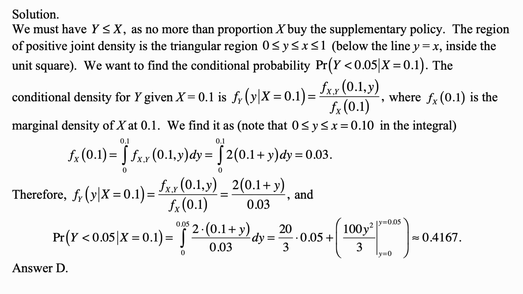So what is the integral of 2y? It's y squared. And 0.03 is 3 over 100, so the reciprocal of it is 100 over 3. So this becomes 100 over 3 times y squared, evaluated from 0 to 0.05. And now we calculate this whole quantity as approximately 0.4167, which is answer D.